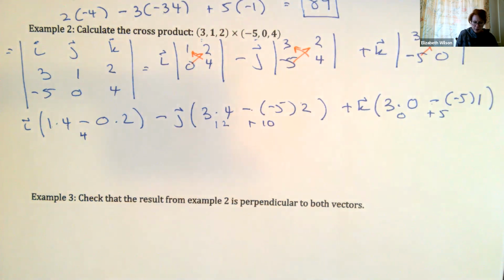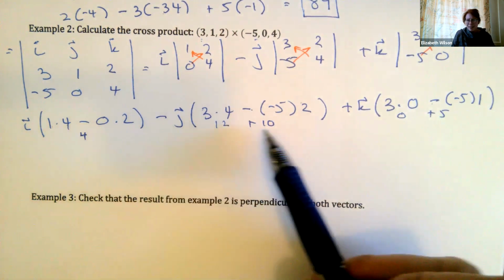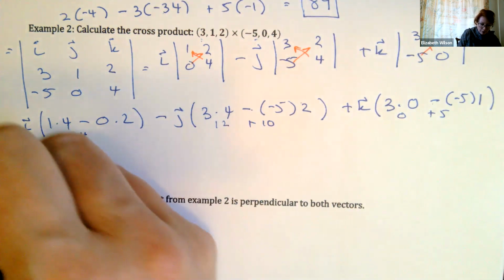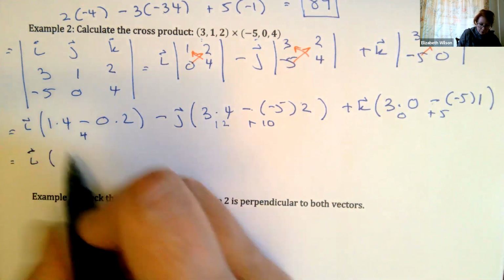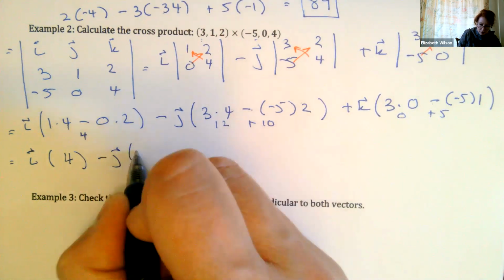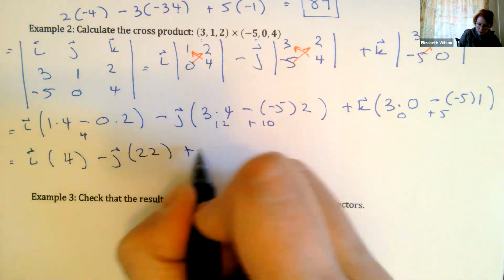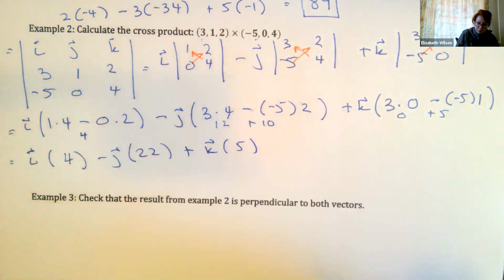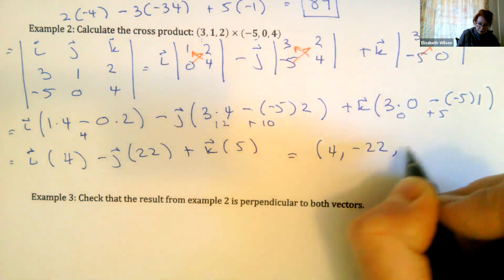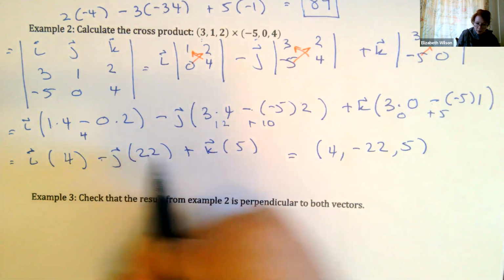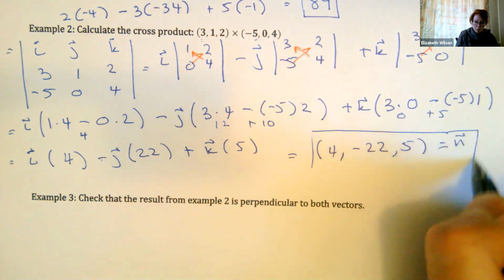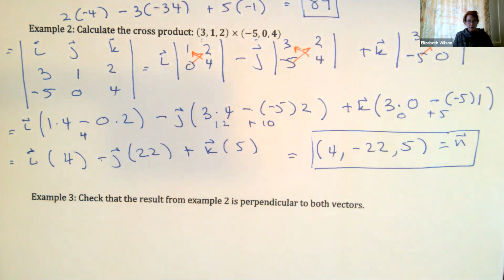Okay, so be careful. Maybe you take notes. It's only going to take you a second or two to write these things down. It's going to save you from making a mistake later. So 4 minus j, this is 22, plus k times 5, which I'm going to write as a vector 4, minus 22, 5. Notice how I took the minus into the 22. And this is our n, our normal vector to both of these.